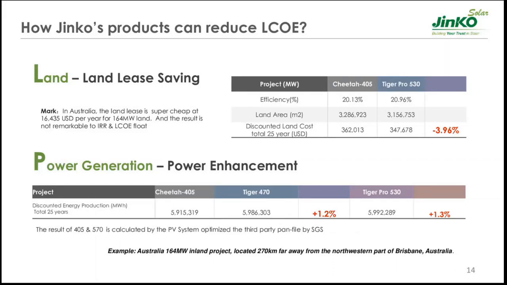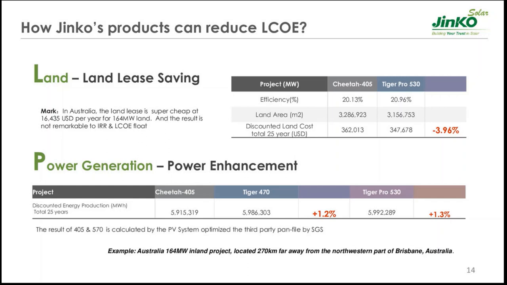And if we proceed and check carefully the land saving cost, in this case in Australia, between Cheetah and Tiger Pro we can achieve a difference in land area, which is quite important, specifically also in terms of cost, which is almost 4% less. Of course, this is also a value that should be considered country by country, because as we know, Japan, Netherlands, or Spain have different costs for the land. But still, you have to consider that the land area will be extremely less by powering up the module to 530 and increasing efficiency by almost 1%.